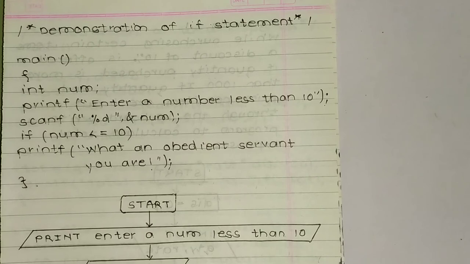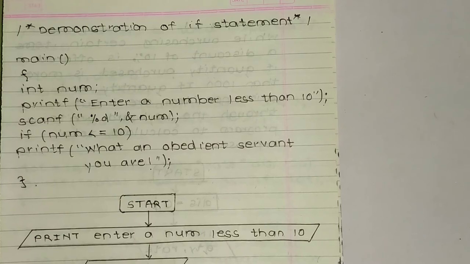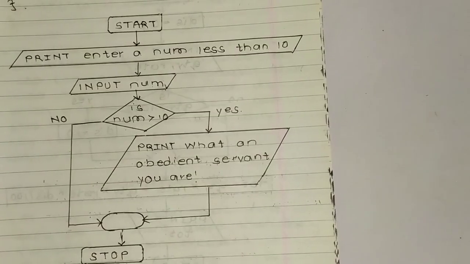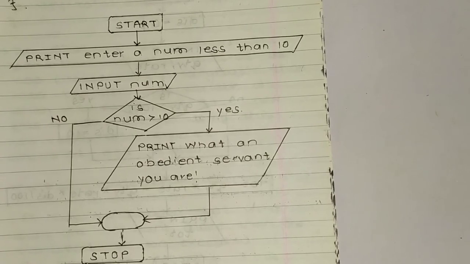Now we will look at the flowchart. So this is the flowchart of this program. First we are starting, so Start is written, then the arrow is pointed to print "Enter a number less than 10". So here we are printing that enter a number which is less than 10. Now the arrow is pointing towards input num. That means we have to enter that number and receive that input of that number.